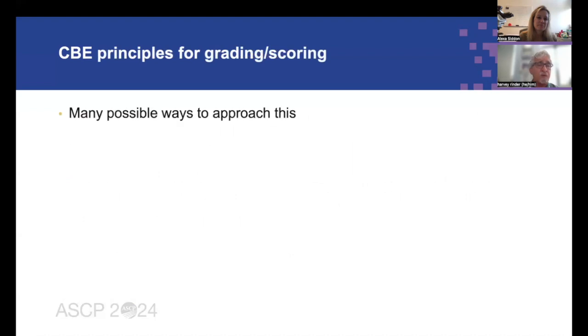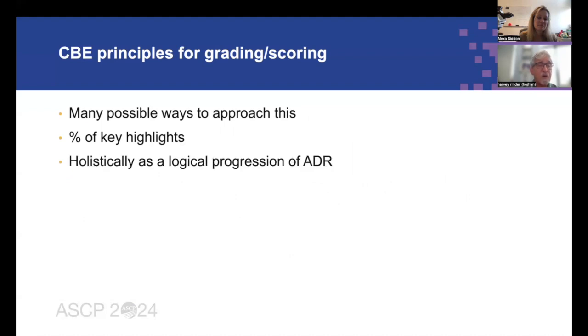Other principles for grading and scoring. There are many ways to approach this. You could have the percentage of key highlights, holistically as a logical progression of ADR, comprehension of the cumulative results such that the resident rapidly gets to an answer.